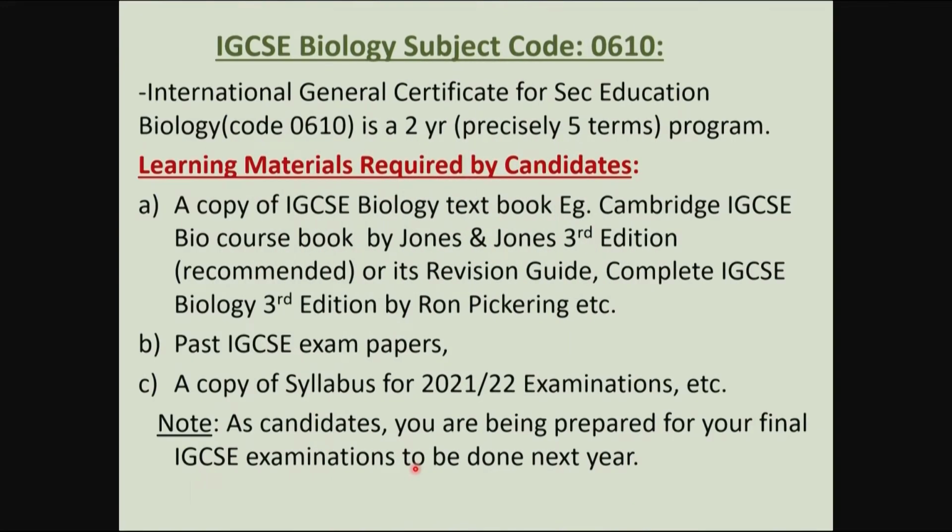Now, IGCSE biology, the subject code is 0610. This is basically a 2-year program, 5 terms to be precise, and we'll have 3 terms in S4, and then of course we'll have 2 terms in S5. Some of the learning materials required by the students include a few copies of IGCSE biology textbooks, like the Cambridge IGCSE biology book by Jones and Jones, 3rd edition. This is actually one of the recommended textbooks.